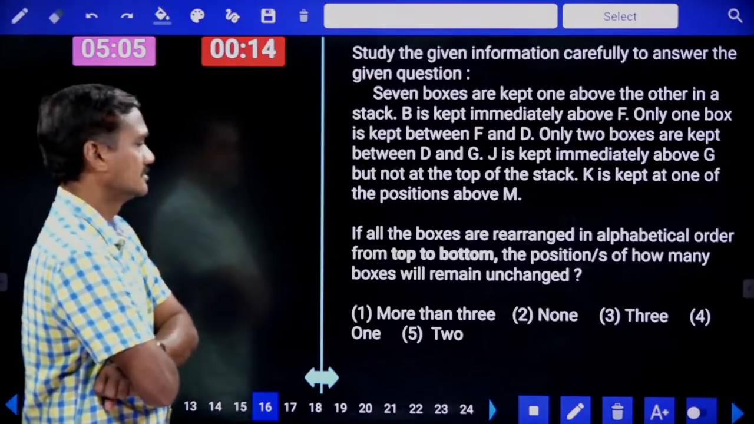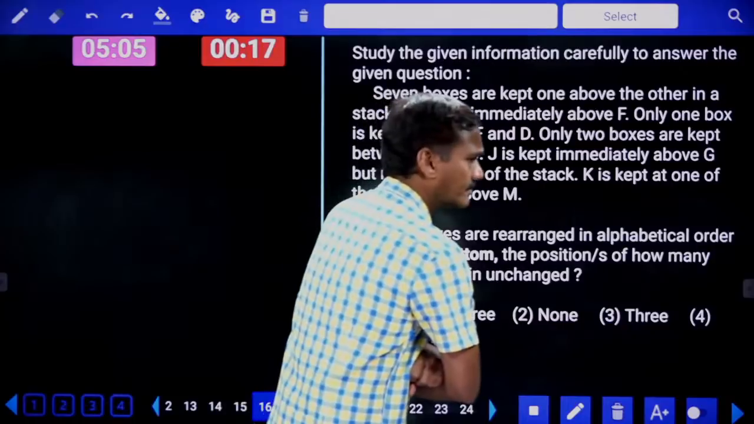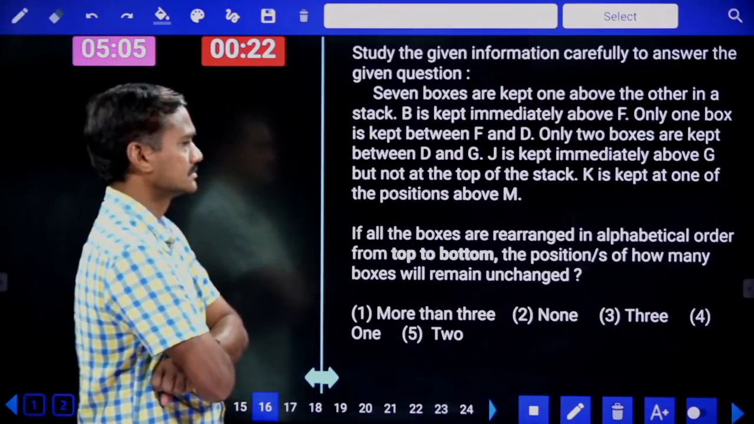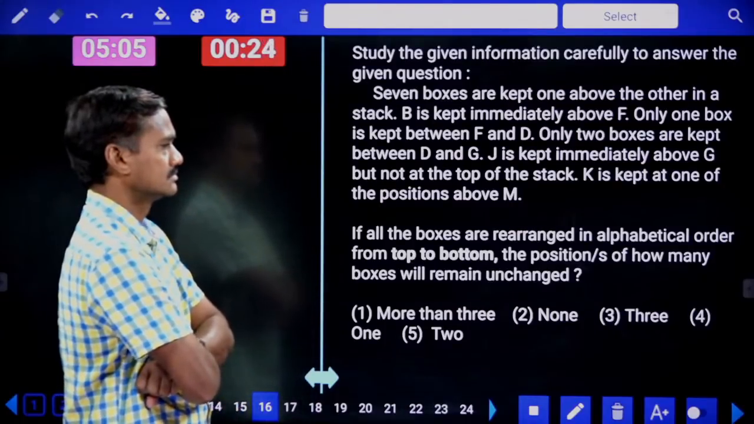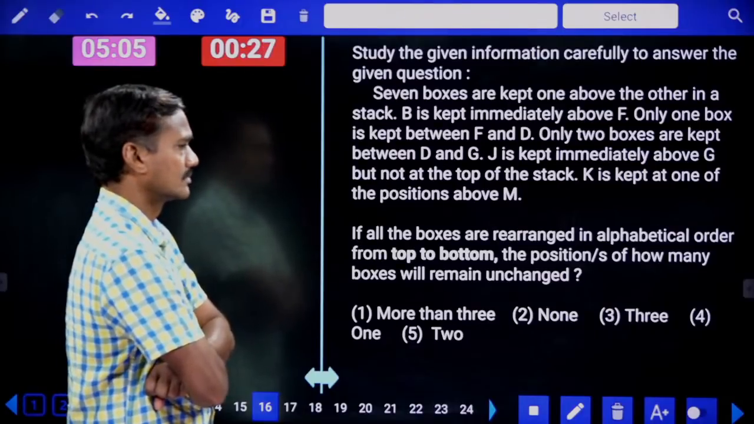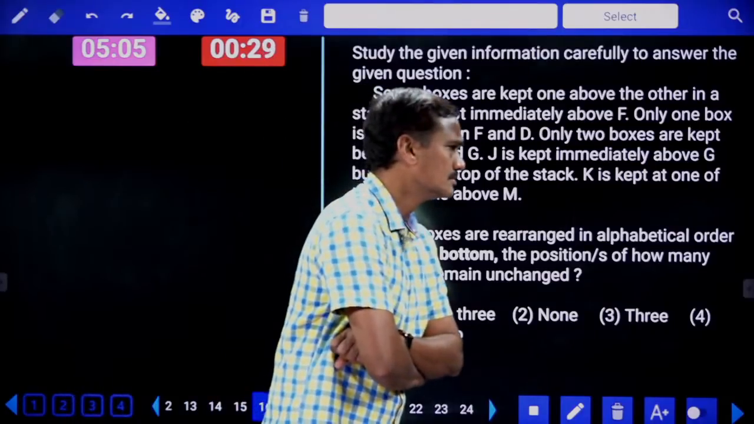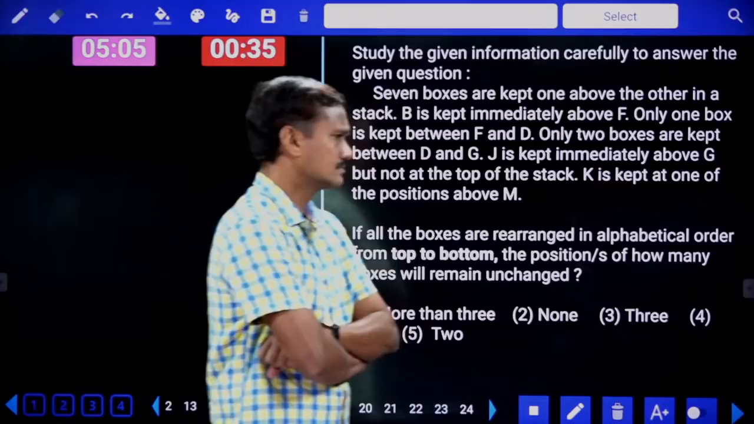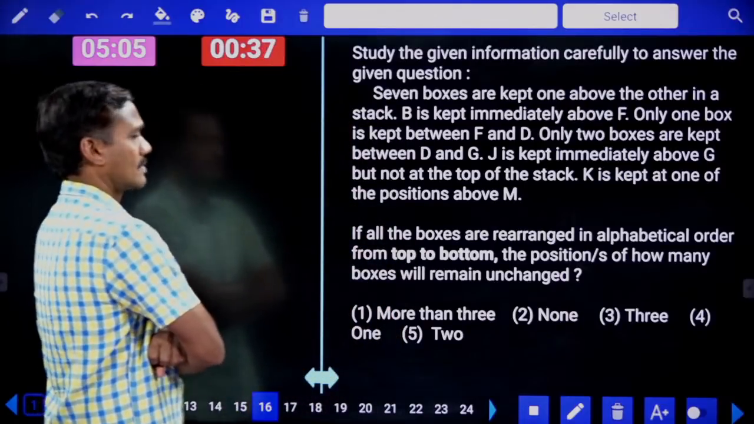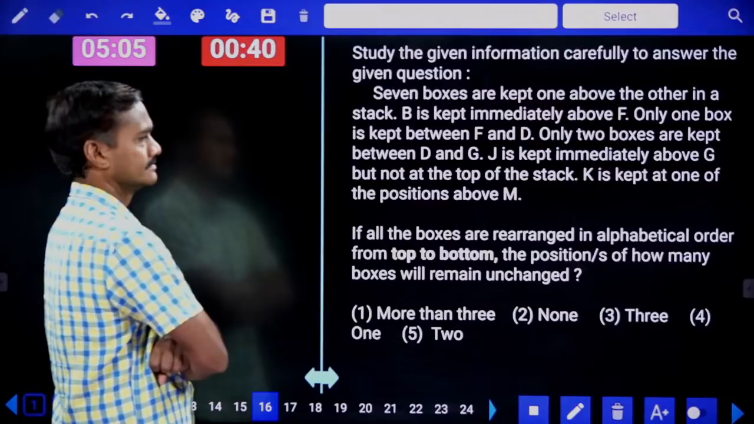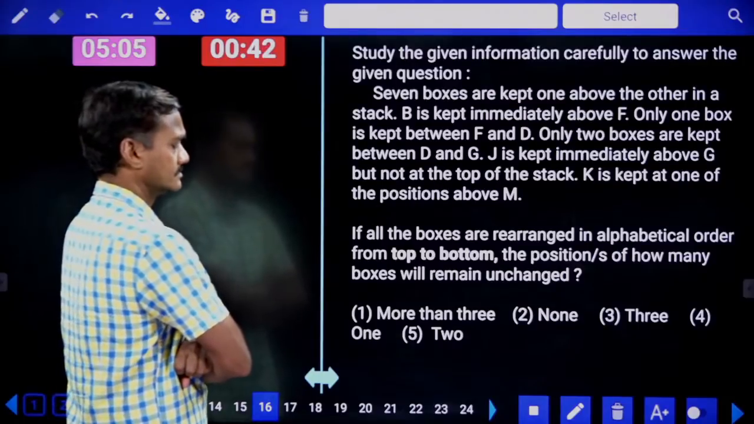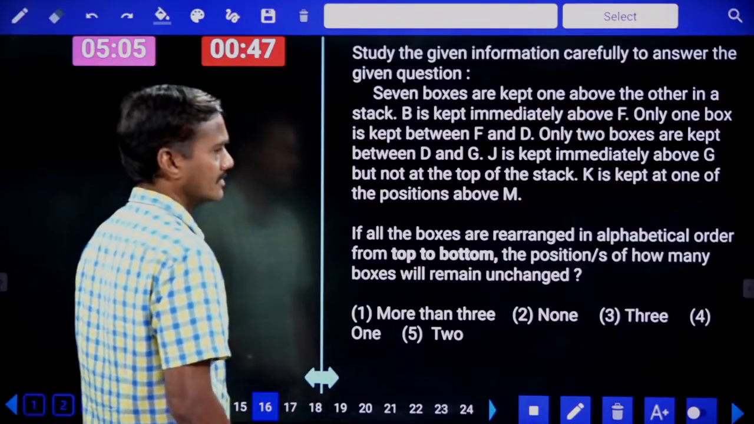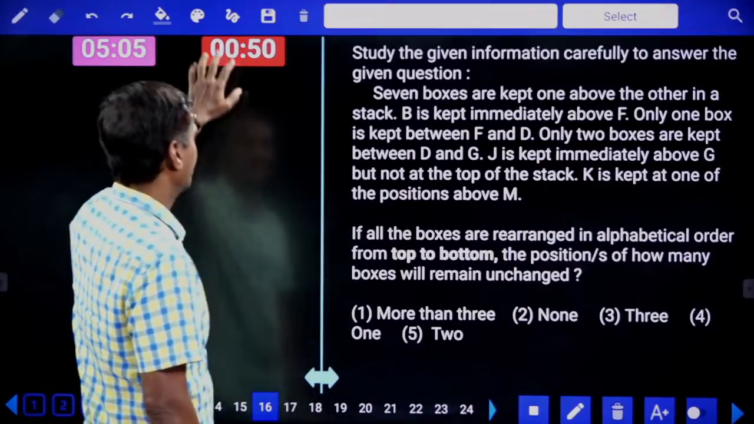Done? Good. Mahesh, fine. Yes, most of you had done this one.